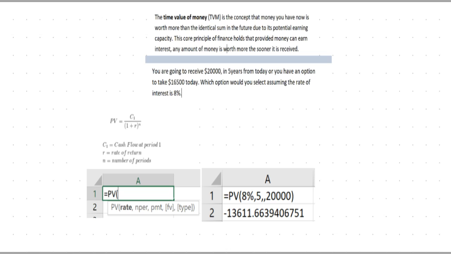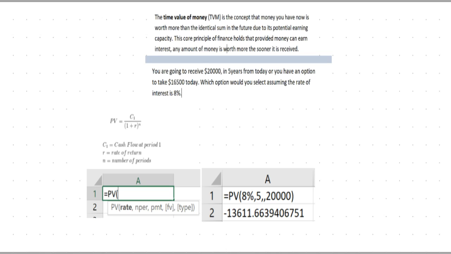Today we are going to learn how to calculate the present value. To begin with, the time value of money. What is the time value of money? It is a concept that money you have now is worth more than the identical sum in the future due to its potential earning capacity. This is the core principle of finance that holds that provided money can earn interest, any amount of money is worth more the sooner it is received.